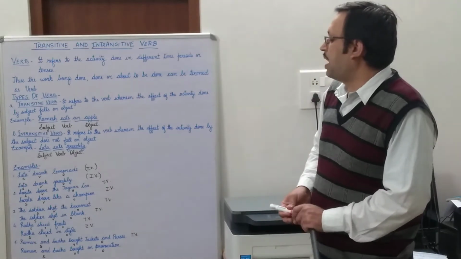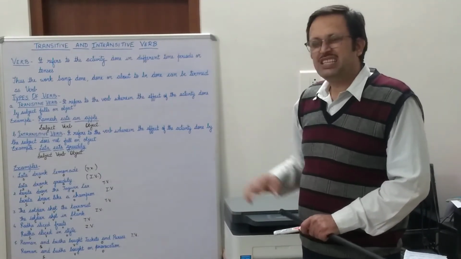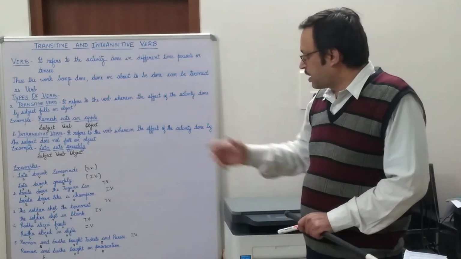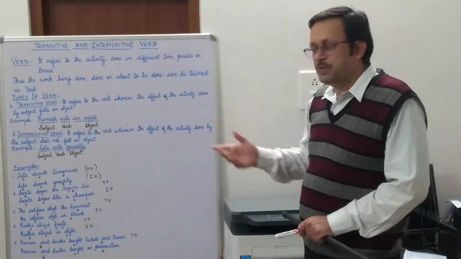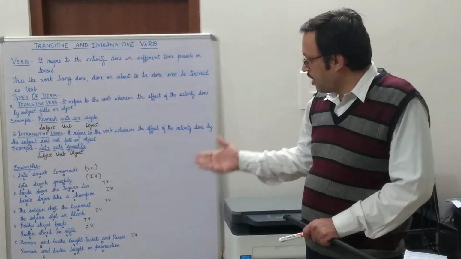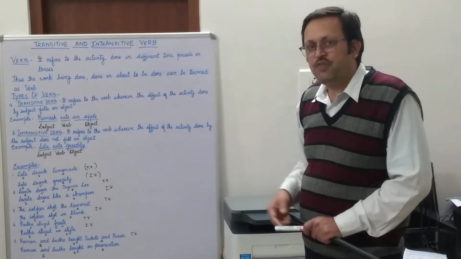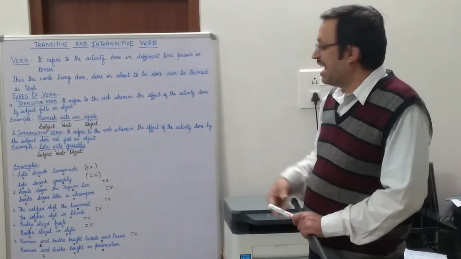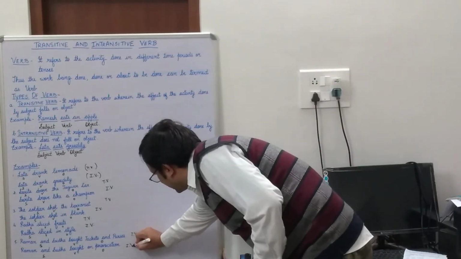Then comes the next part. "Raman and Sudha bought on provocation." So here the subject is Raman and Sudha. The activity done here is bought. Okay, and the object is provocation. But here we find that the effect of the activity is not falling on the object. Here we are not able to find out. So we can safely say that it is an intransitive verb sentence.